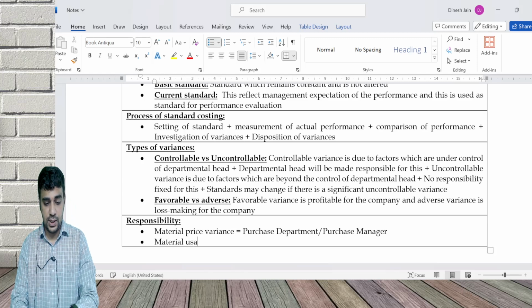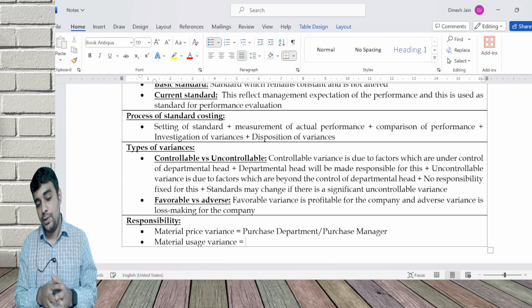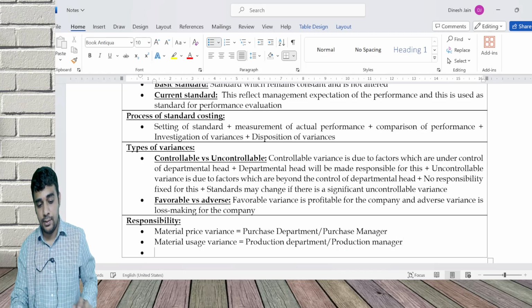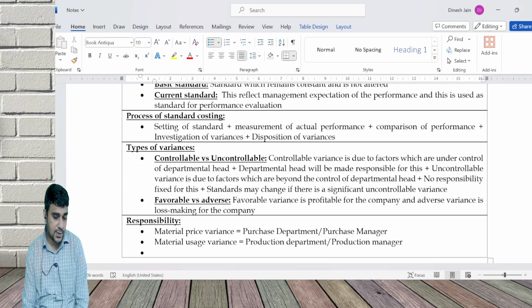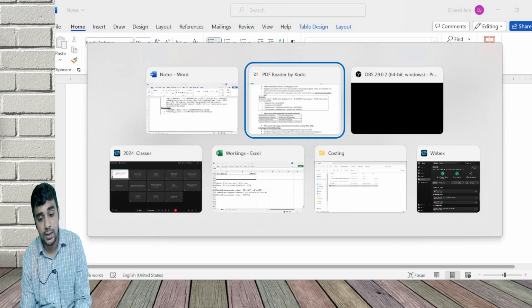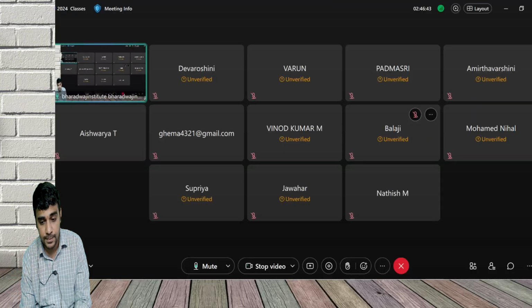Material usage variance: the production department or production manager. Prices: the purchase department or purchase manager. Usage is the responsibility of the production department or production manager.